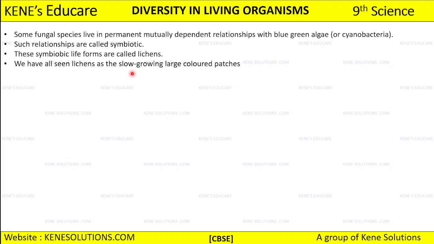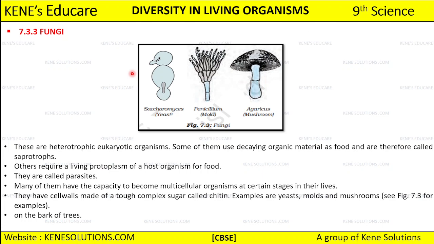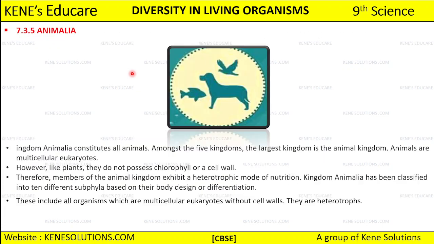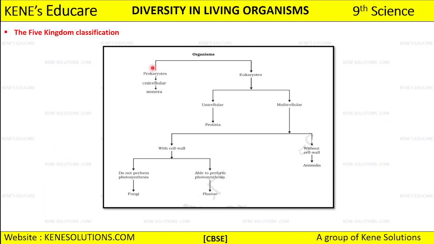So I hope kingdom fungi has been clear to you all, and I want you all to take a note of it. I'll tell you all that at the end. Now we have kingdom Plantae and kingdom Animalia to discuss. But before that, I want to discuss this five kingdom classification. And I want you all to draw whatever I'm drawing on the screen along with me, so that you have a better idea of what exactly the five kingdom classification is and how it is divided.